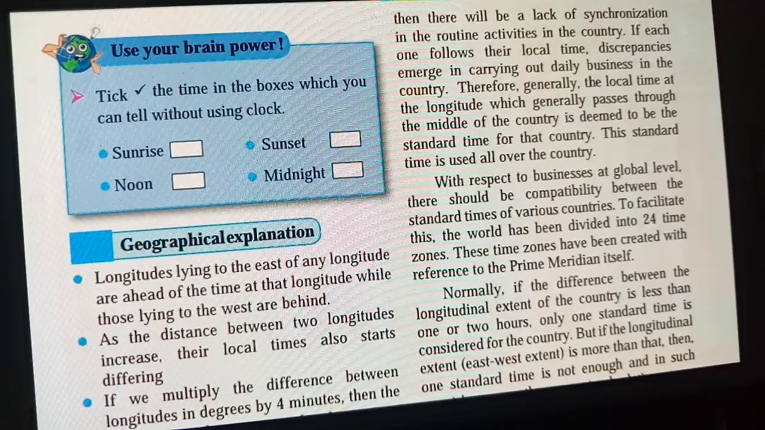To facilitate this, the world has been divided into 24 time zones. So we have divided it into 24 zones of timing. The time zones have been created with reference to the prime meridian.